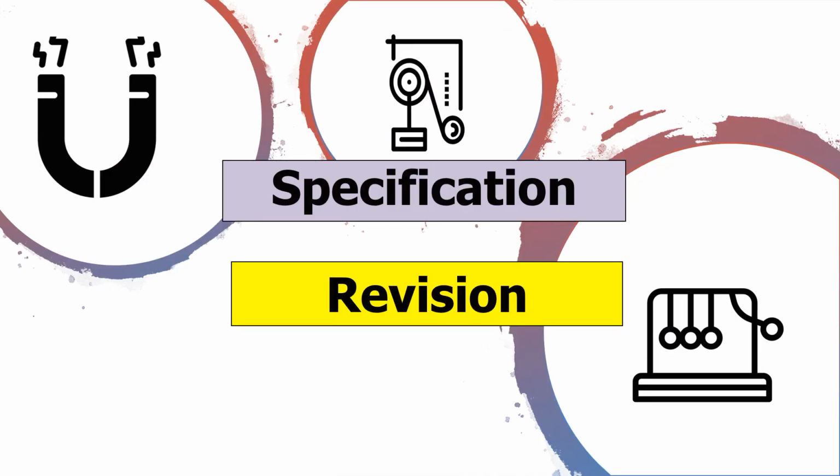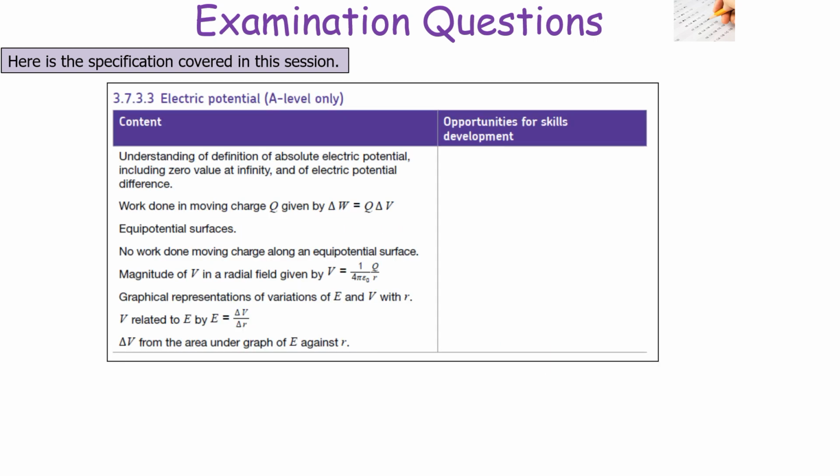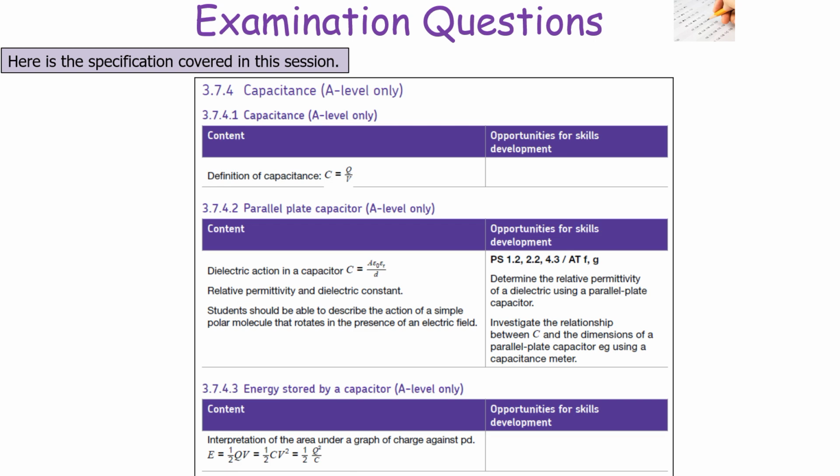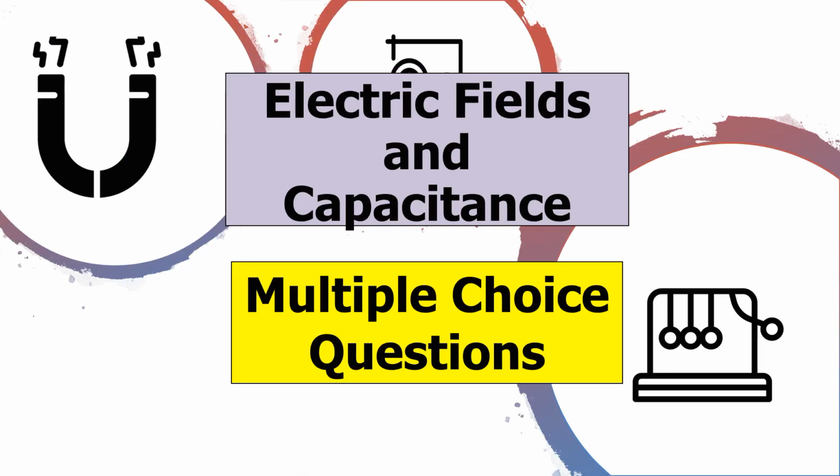So what part of the specification are we covering in today's revision session? Well, we're going to be looking at 3.7.3 electrical fields, which includes ideas on Coulomb's law, electric field strength, electric potential. We're then also going to look at 3.7.4 capacitance, which covers the definition of capacitance, parallel plate capacitors, energy stored by a capacitor, and finally capacitor charge and discharge. So let's have a look now at a few multiple choice questions on electrical fields and capacitance.